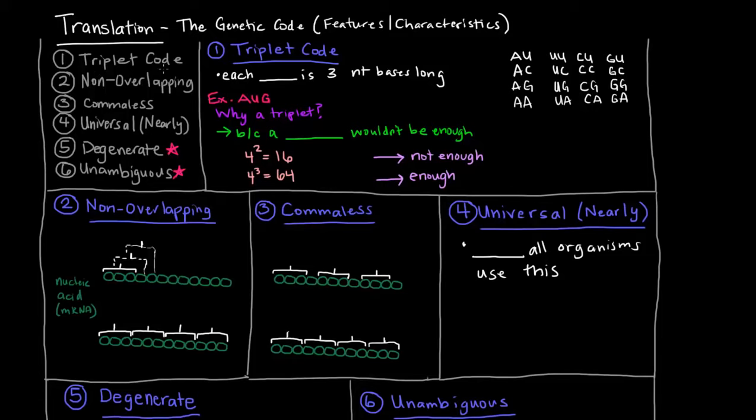The genetic code is a triplet code that is non-overlapping and commaless. It's nearly universal. It's also degenerate and unambiguous. So what do all these things mean?